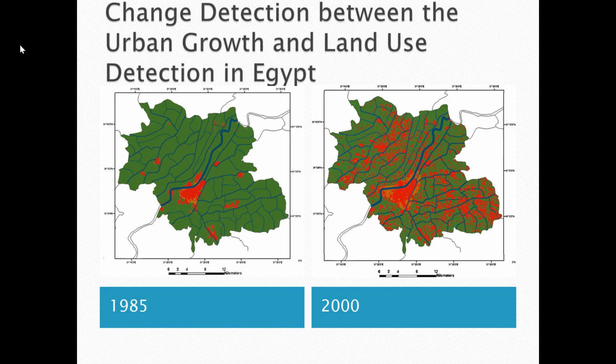This figure right here shows the change detection between the urban growth and the land use detection in Egypt. The red color land is the barren land and all the green color area is the cultivable land. In the year 2000, the red barren land has increased so much due to urbanization and the cultivable land shown in green has drastically decreased. So change detection can be used to point out the differences between the urban growth and land use. This is just one of the many applications of change detection.